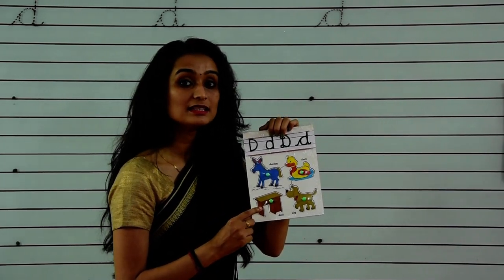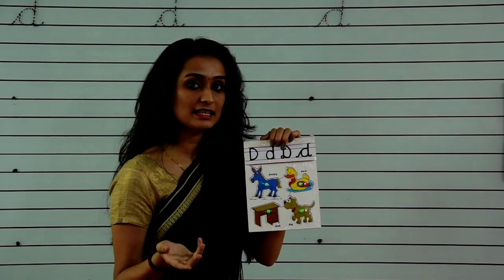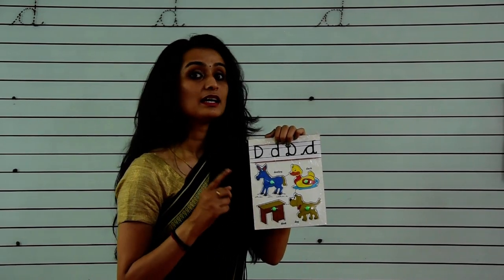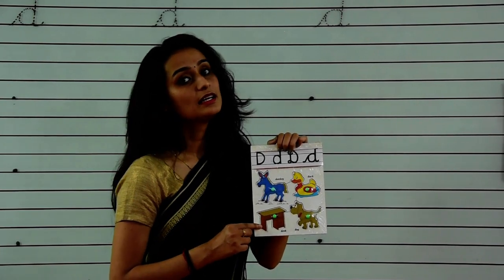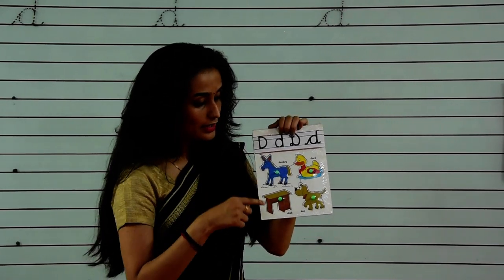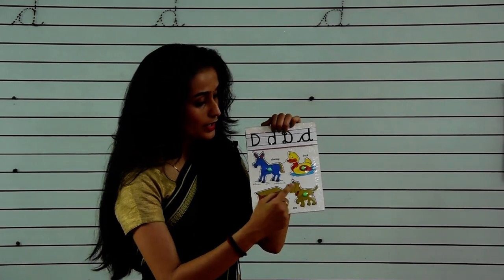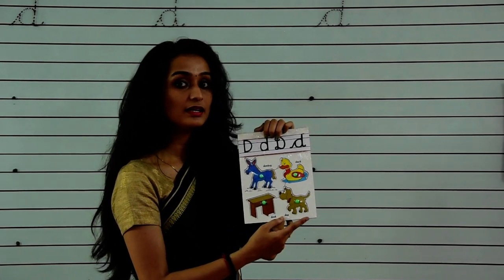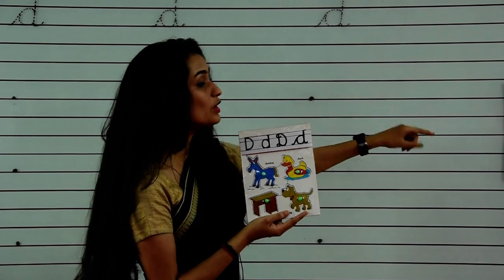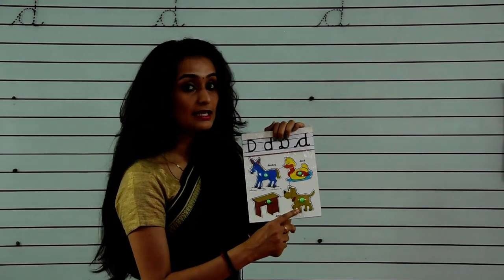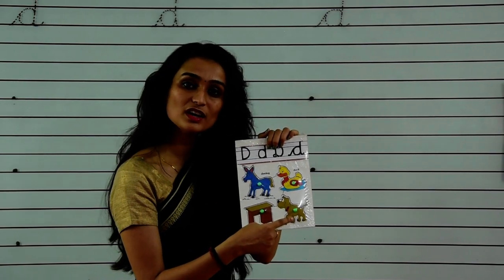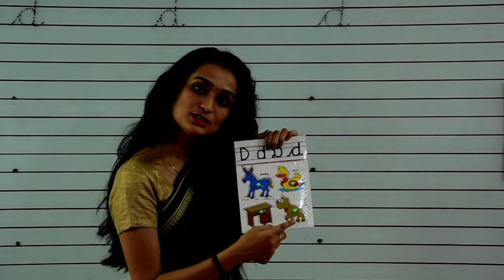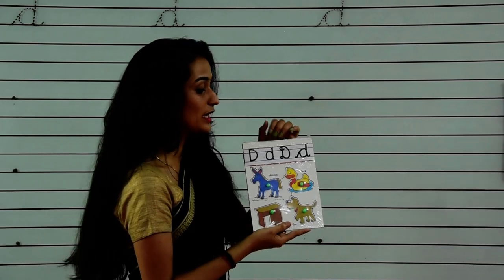What is this? You keep your books and study on this, kids. Yes, this is a desk. D for desk. Okay, now come on the next one. I told you over here also the same. This is dog. D for dog. Very good kids.